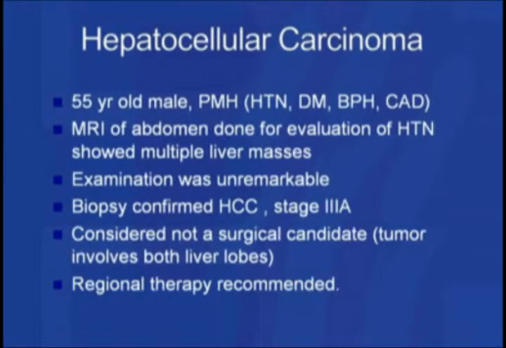Our patient this evening is a 55-year-old male whose past medical history is of hypertension, diabetes mellitus, coronary artery disease, and prostatic hypertrophy. It was an evaluation of his hypertension that resulted in the identification of his liver lesions. He had an MRI done, and the MRI showed multiple liver lesions. At the time, the rest of his examination was defined as unremarkable. A biopsy of one of the lesions was performed, and it was consistent with hepatocellular carcinoma. Because of the pattern of distribution of the masses in his liver, the patient was considered not a candidate for primary surgical intervention. However, because of the fact that the lesions were limited to the liver, a regional therapy was recommended to the patient.